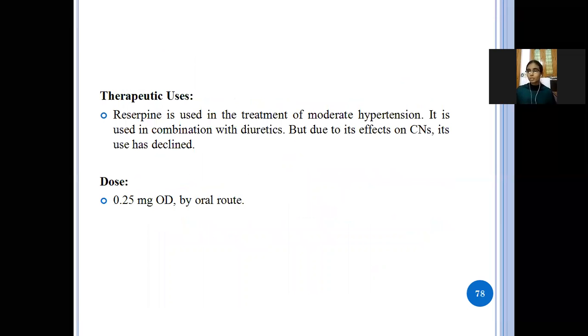Next, uses: it is used in the treatment of hypertension, to reduce the blood pressure, and this drug should be taken in combination with diuretics. But due to its effect on the central nervous system, this drug use has declined. The dose is 0.25 mg by oral route.